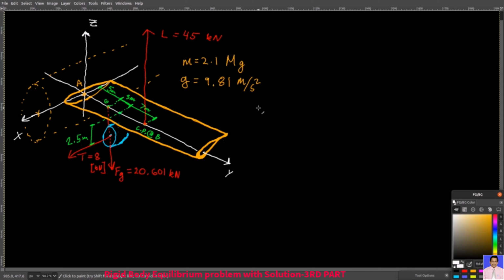Let's now identify and find the reactions at A, where the wing meets the fuselage.